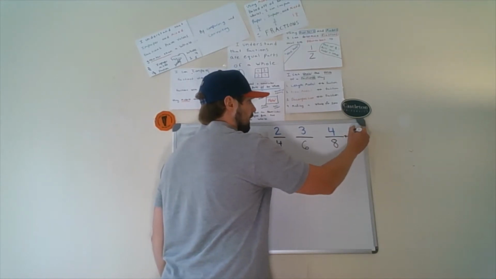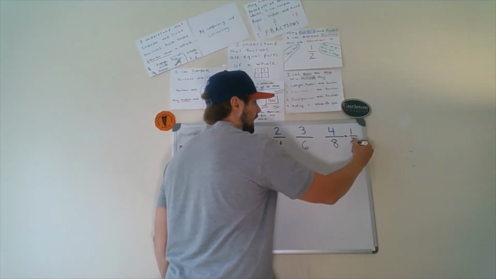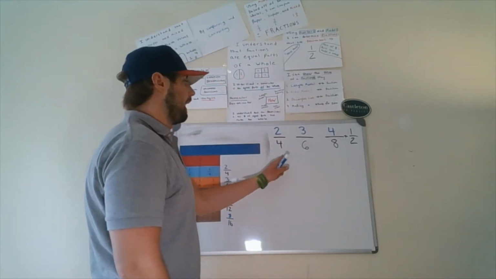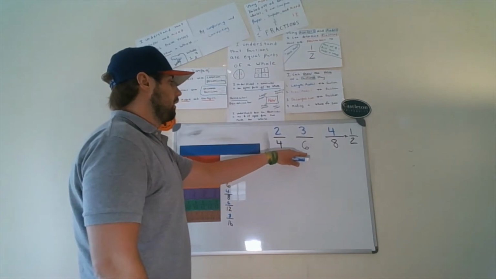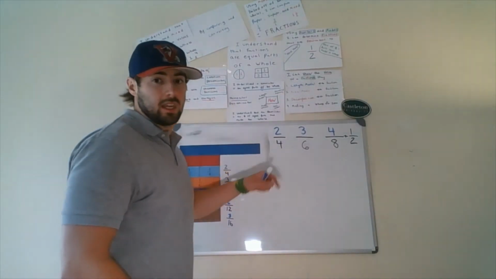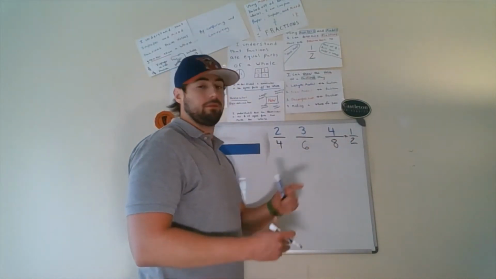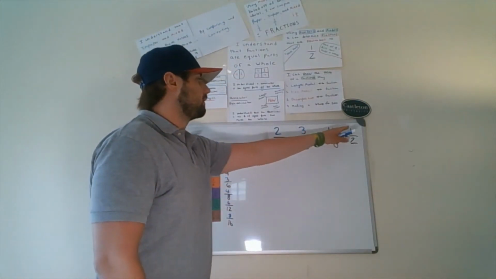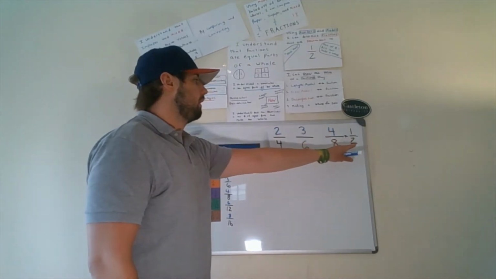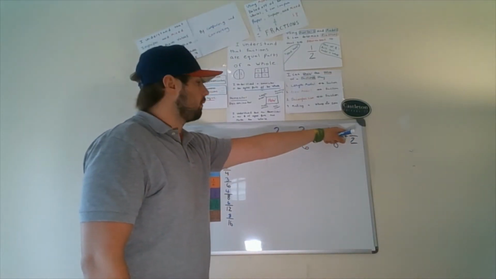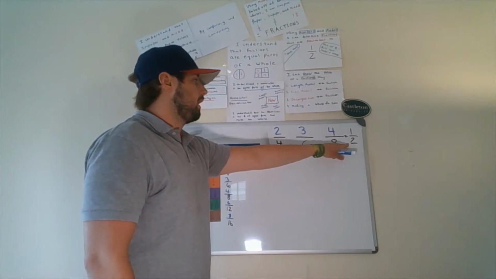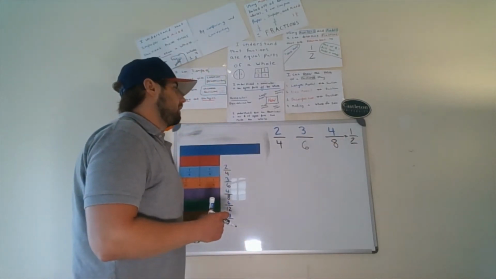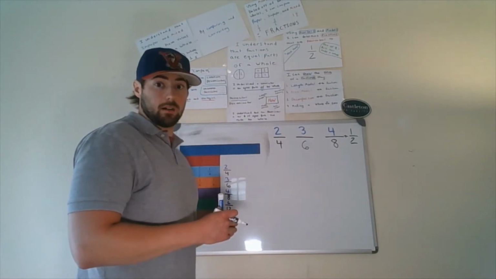It was adding 1/2 every time. Or, if we went backwards, it was decreasing by 1/2 every time. So, our numerators were increasing by 1. Our parts of were increasing or decreasing by 1. Our denominators were increasing or decreasing by 2. And there was a pattern.